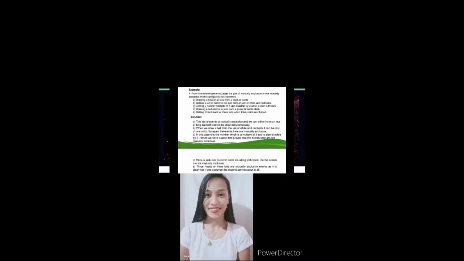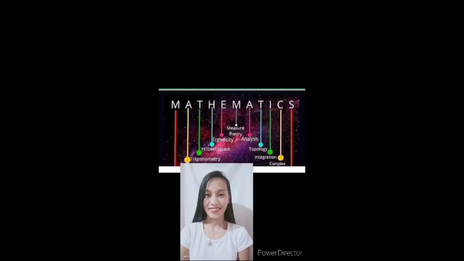Then the last example is getting 3 heads or 3 tails when 3 coins are flipped. So the solution: 3 heads or 3 tails are mutually exclusive events, as it is clear that if one occurs, the second cannot occur at all. For more understanding, let me show you the example. Take a look for more understanding. So we are all done with mutually exclusive events.